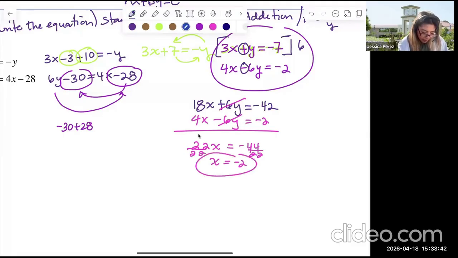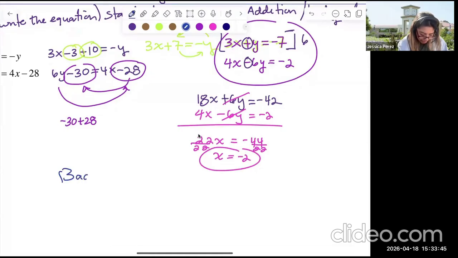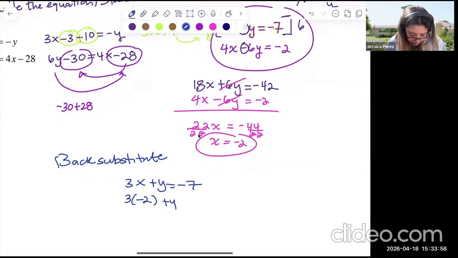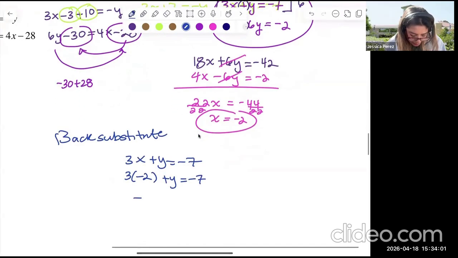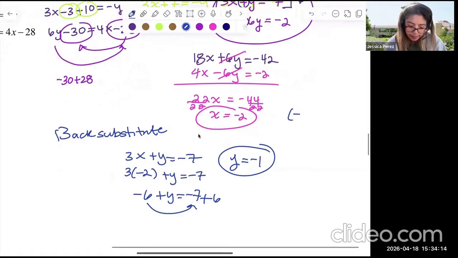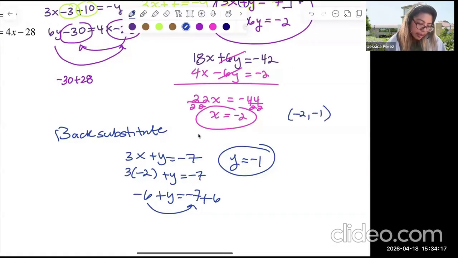Now that I solve for one of them, I'm going to back substitute into 3x plus y equal negative 7, which is the first equation. So it's 3 times negative 2 plus y equal negative 7. Negative 6 plus y equal negative 7. Bring the 6 over by adding 6. I get y equal negative 1. And my solution now becomes negative 2 comma negative 1. Again, this is my unique solution after I've checked.